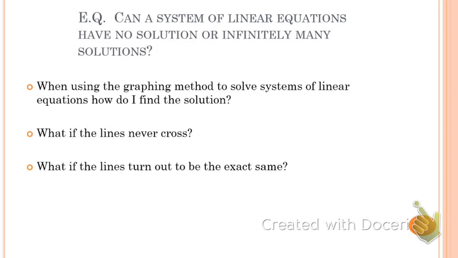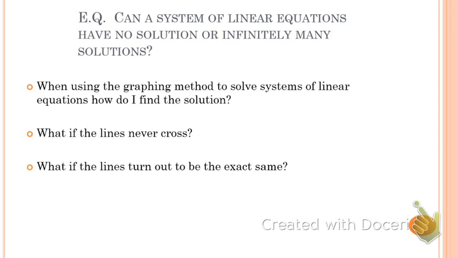This is especially important when you're using the graphing method, because once you've got the lines graphed, you have to know what you're looking for. What is the solution? The point of intersection, okay? But let me ask you this, and I want you to think about it. What if the lines never cross? What type of lines have we learned about this year that never cross each other? Parallel lines, all right? So what if your two equations are parallel lines?